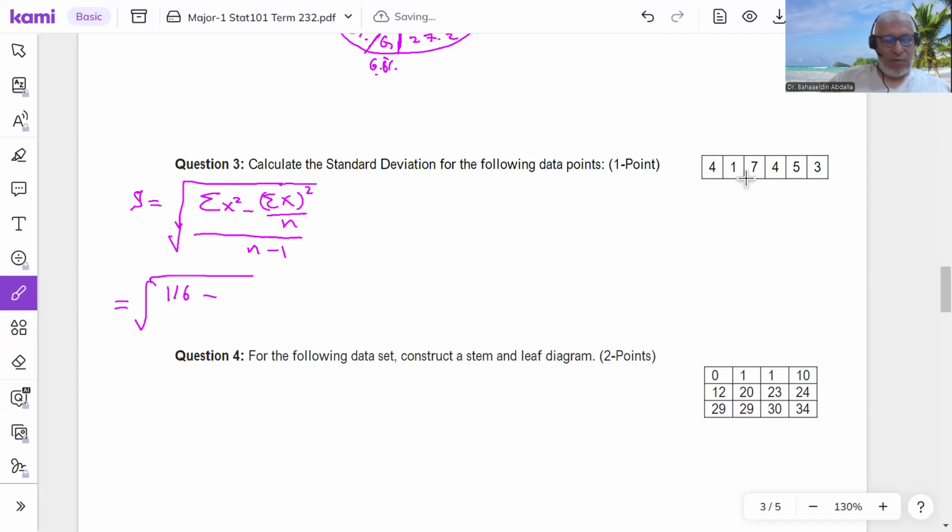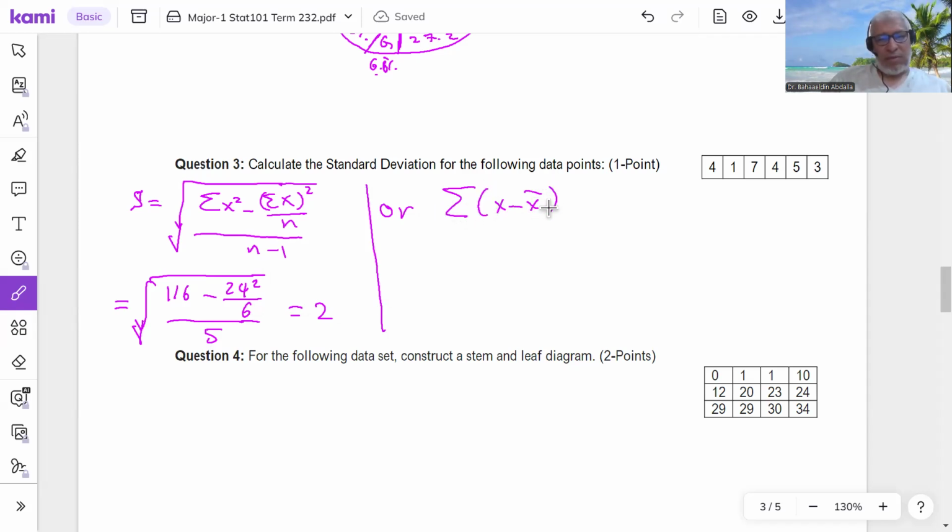And if you add the numbers 4 plus 1 plus 7, it would be 24. So 24 squared over n, which is the number of data, 2, 4, 6. I have 6 data, over 5. So 116 minus 24 square over 6, all over 5. Inside the square root, you will find that the answer is 2. Or you can use the formula summation x minus x bar square over n minus 1, also inside the square root, because we need the standard deviation, not the variance.